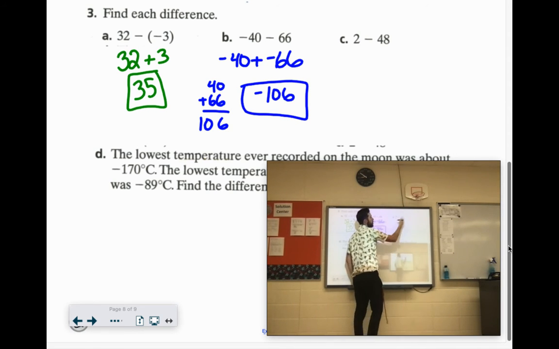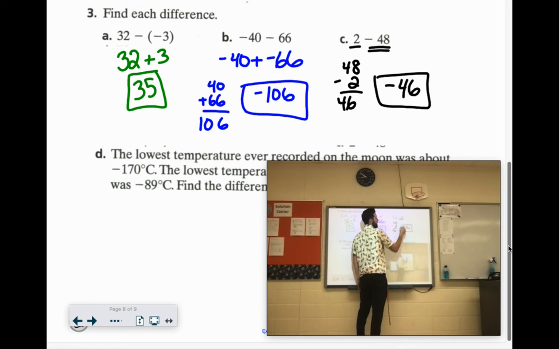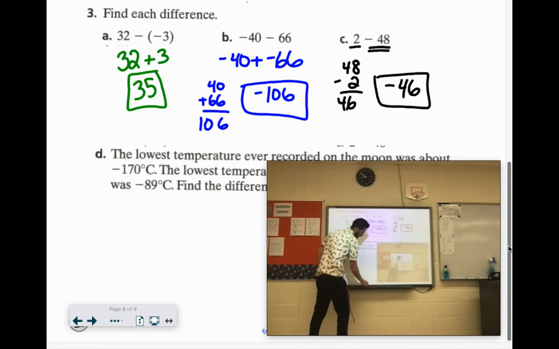All right, 2 minus 48. I have $2. I owe someone 48. I'm very short on that. So I know it's going to be a negative answer. But if we just did 48 minus 2, that gives us 46. So our final answer would be negative 46. All right, one more.